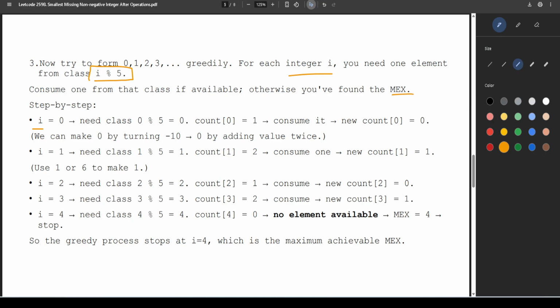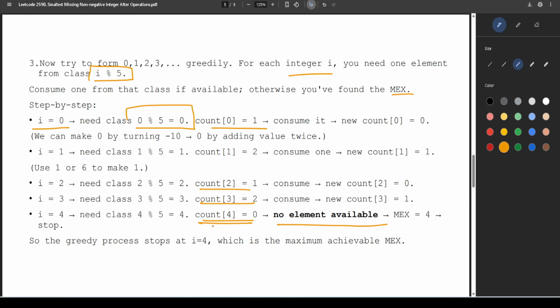Let's suppose when I equals 0, what do we need? We need a class. If you apply this, you will get 0. So we'll say, okay, count at 0 is what? 1. So like this, you have to apply and check the count at these values. So when you are getting the count at 4, you are saying that no element is available, right?